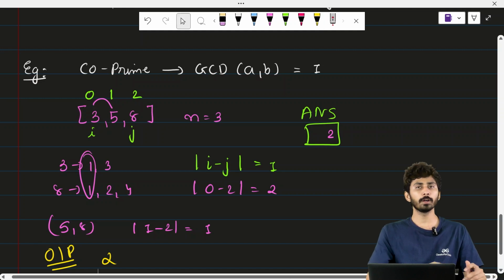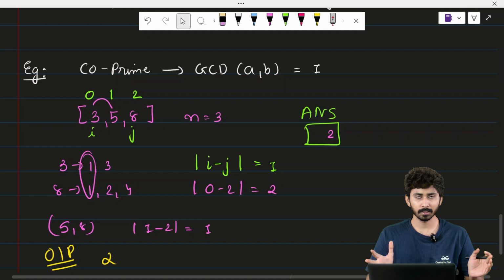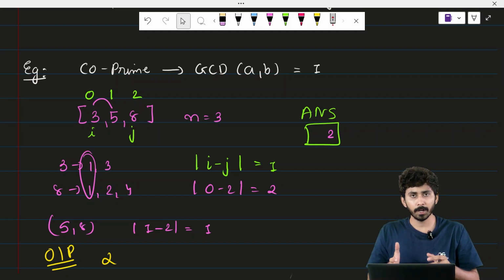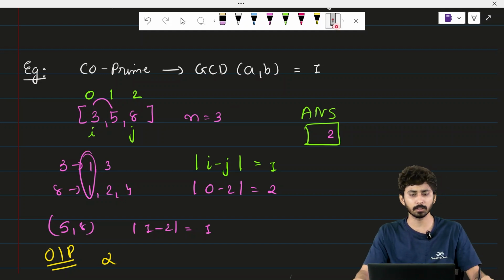Okay, so you have to find out all the pairs. The brute force approach can be finding out all the pairs, and in each and every pair find whether they are co-prime of each other or not, and if they are co-prime, then find the difference of their index and keep on updating one answer.